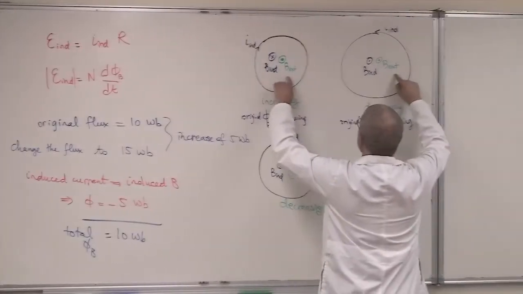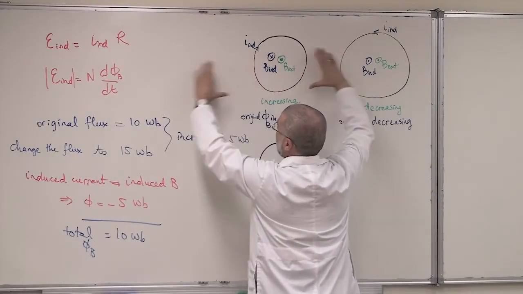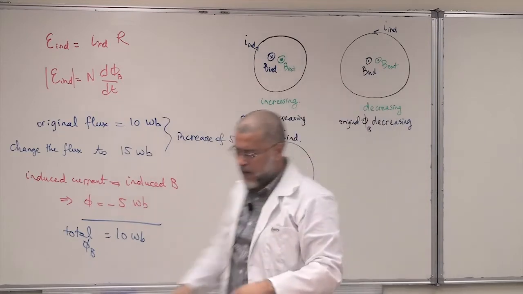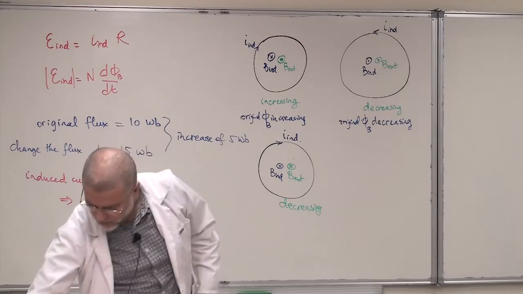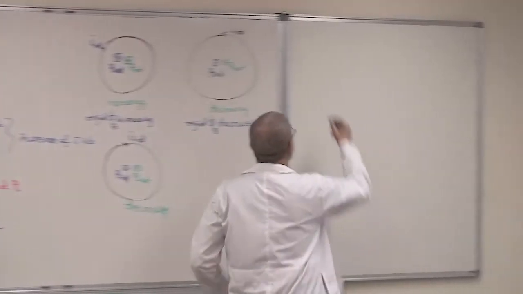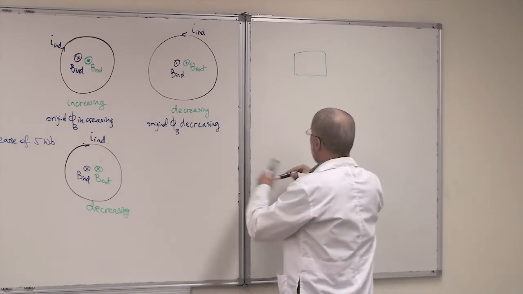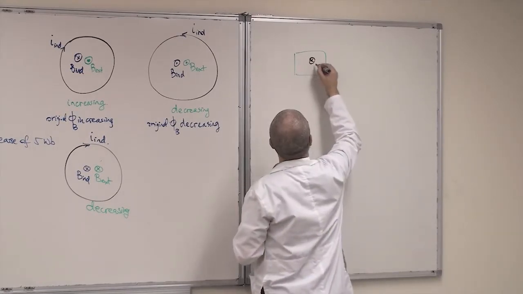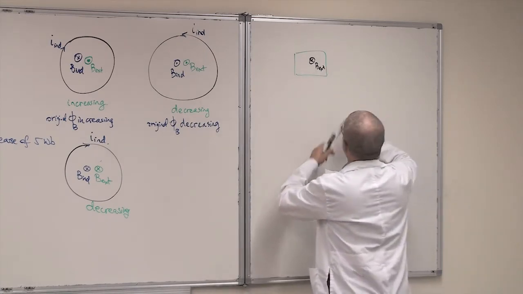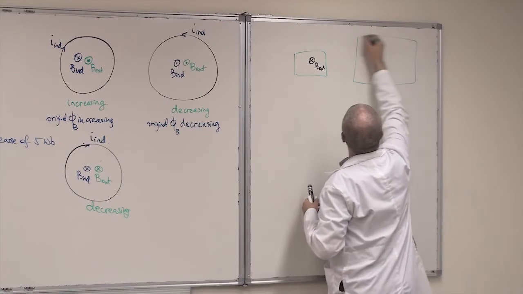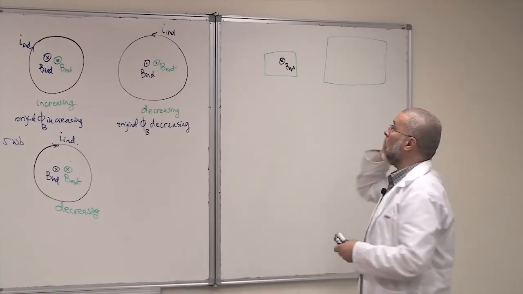I'm changing the B. I can also change the size of the loop, increasing or decreasing. The same idea. If I have a loop like this, for example, let me take this loop here, a loop of this size, and my B external is inside, and I'm going to make the loop larger somehow. What do you think will be the direction of the I induced?